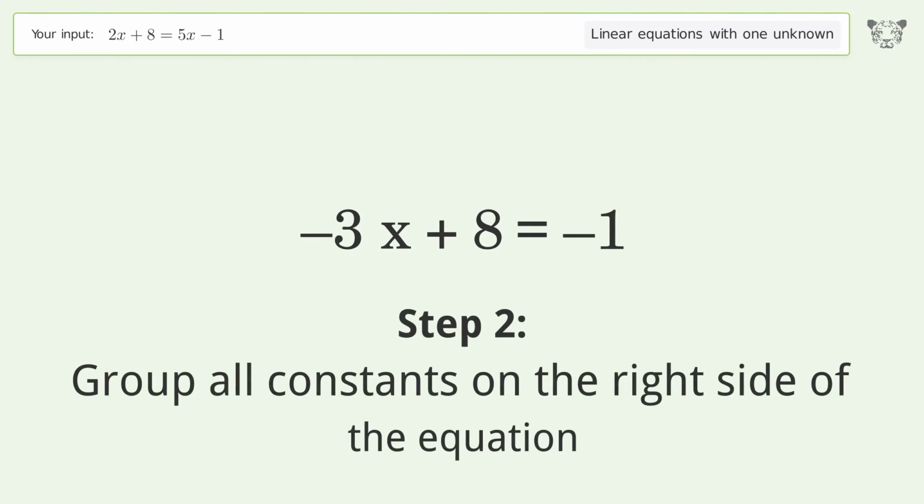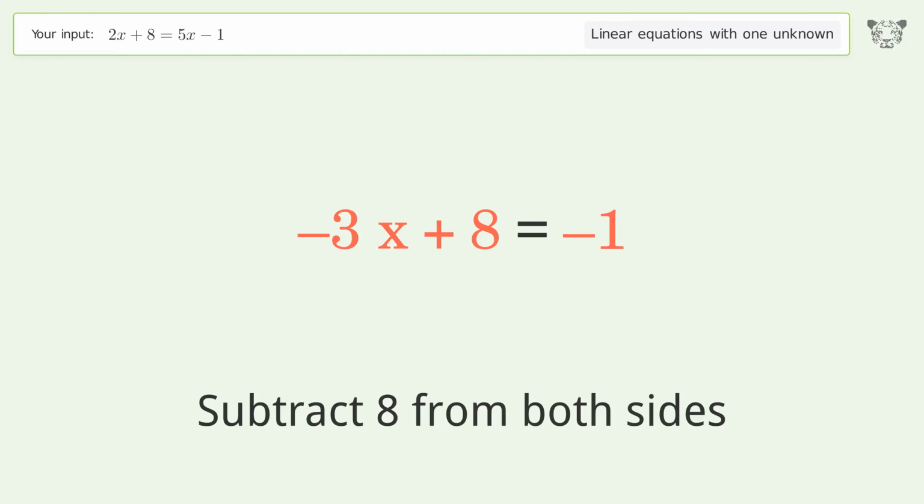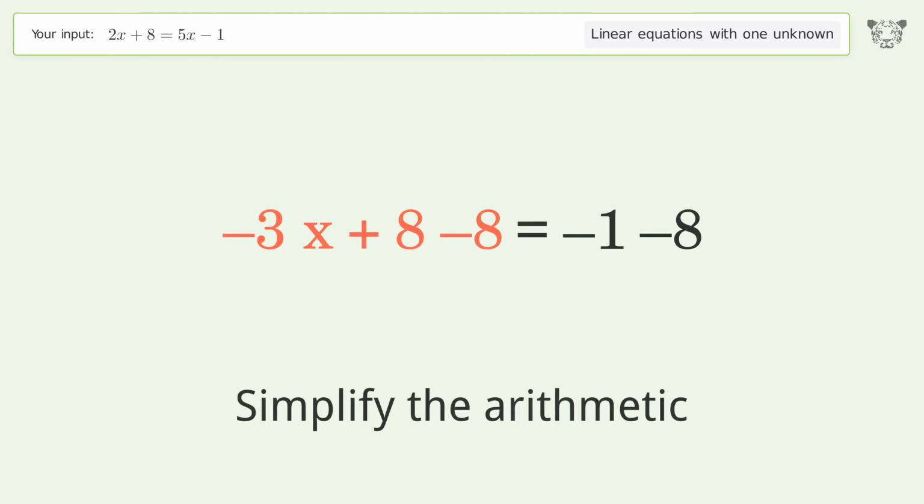Group all constants on the right side of the equation. Subtract 8 from both sides. Simplify the arithmetic.